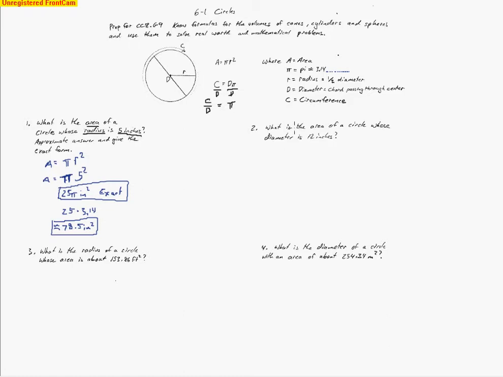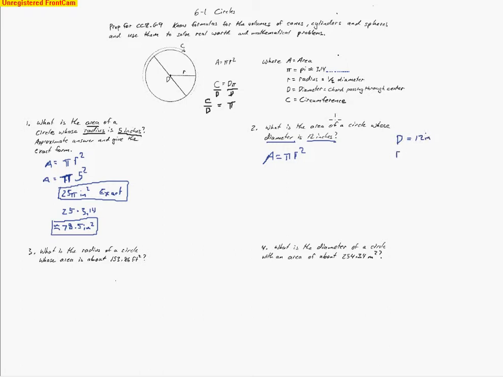Let's take a look at another one. What is the area of a circle whose diameter is 12 inches? So remember, our formula for the area is pi times radius squared. If we're given diameter, which is 12 inches, I want to find the radius.